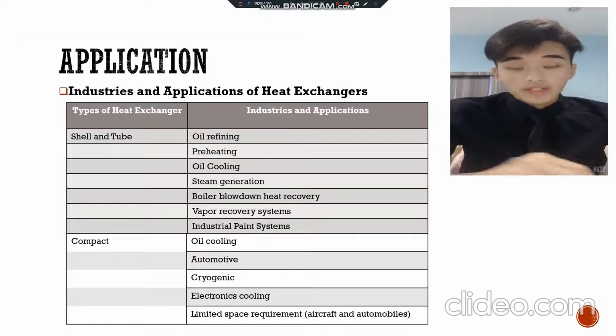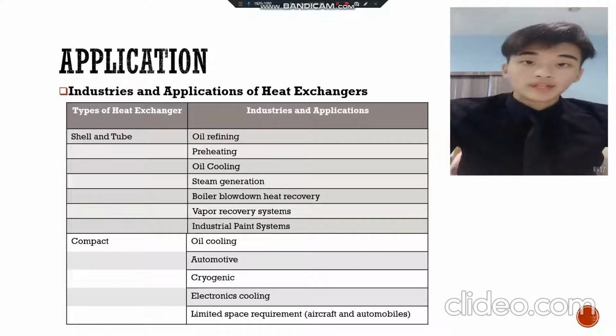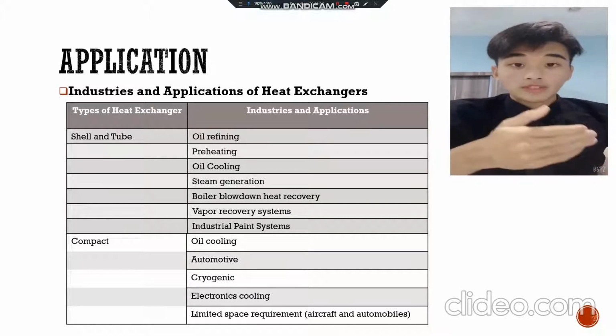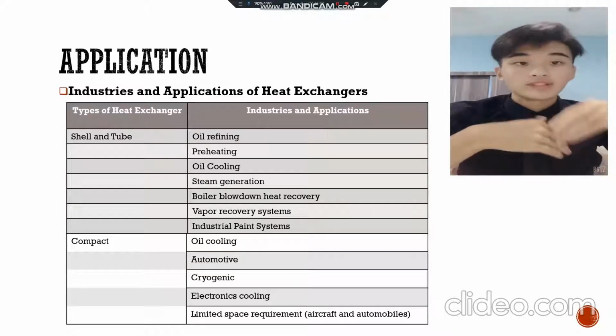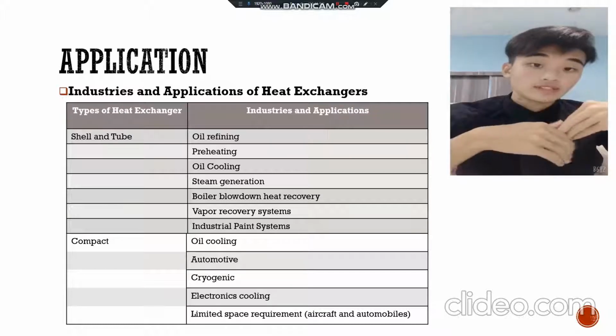So thank you my partners Kamal and Adam for explaining. So now I am going to explain about the applications used in industries of heat exchangers.